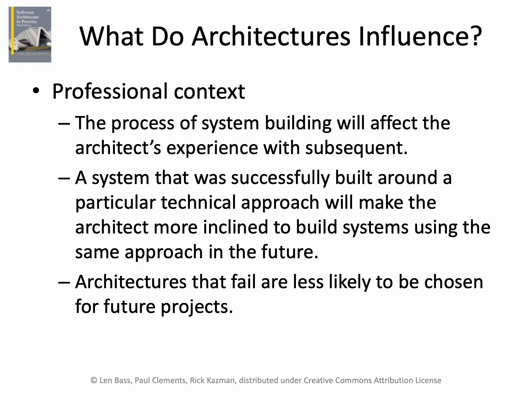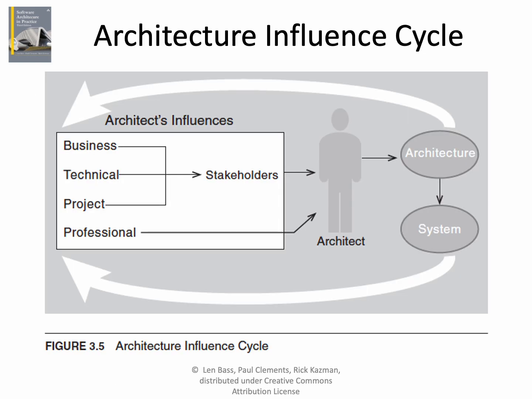Architectures that fail are less likely to be chosen for future products. So the architecture influence cycle is given here for your review. The idea is when the business, technical, project, or professional influences happen on the architect, where business, technical, and project are the stakeholders, the architecture comes to fruition, and a system is built.